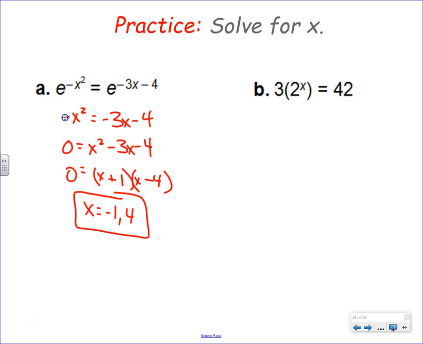Good. Ooh, letter B. Can I isolate? Not yet. Are you sure? Yeah. Who's the exponential piece? This guy, right? Can I get the exponential piece alone? Yeah. By? Get it alone first. Before you think of anything, get it alone first. Divide by 3. Now you have 2 to the x is equal to? Close. 14.